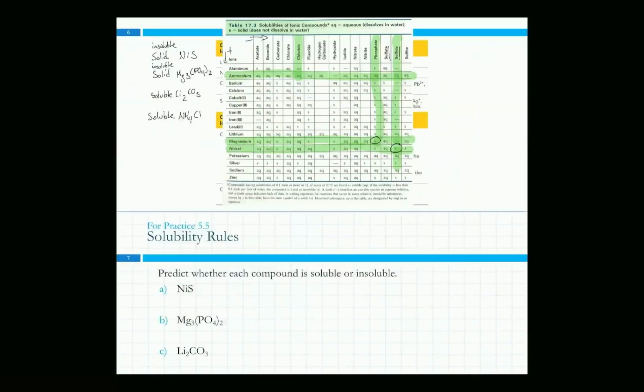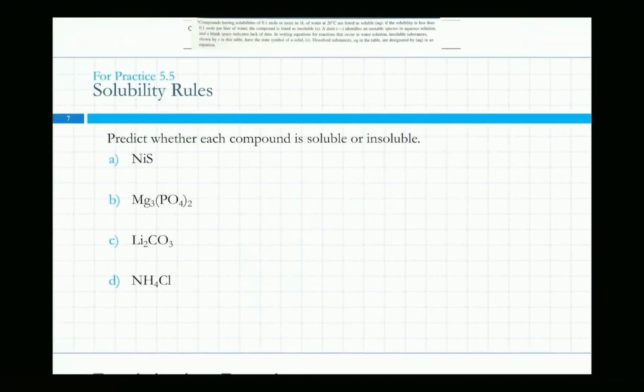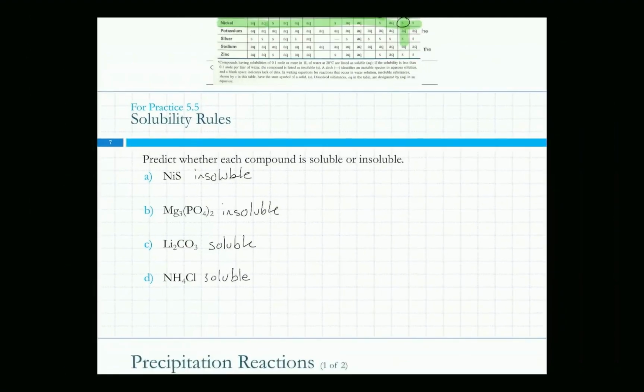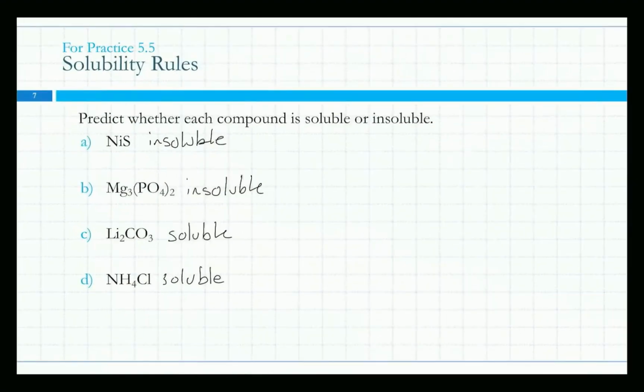Okay. So that was for this. I guess I'll write them in. Insoluble. There.